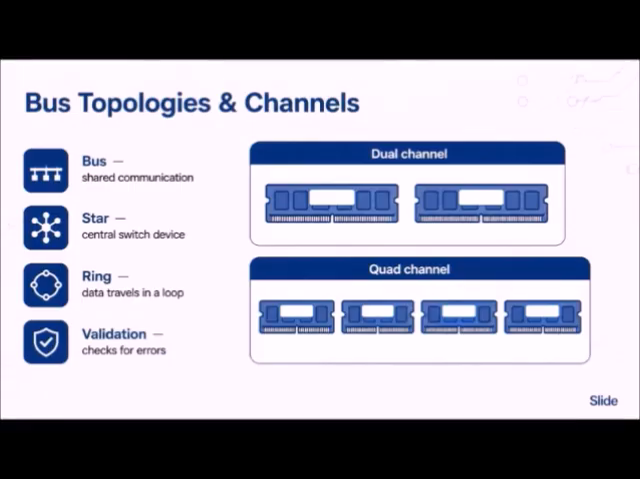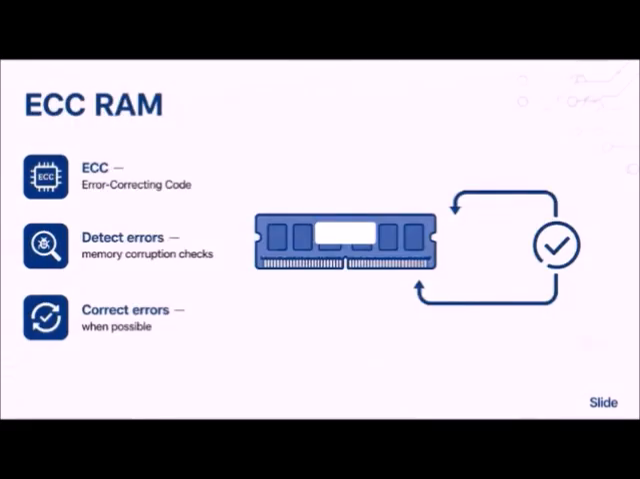Bus topologies and validation. Installing identical memory kits across color-coded motherboard slots unlocks multi-channel architectures, dual or quad-channel, to expand overall bandwidth. ECC, error-correcting code. RAM detects and fixes single-bit memory corruptions in real time. ECC requires matching motherboard chipset and processor support, making it standard in enterprise servers but absent in consumer hardware.